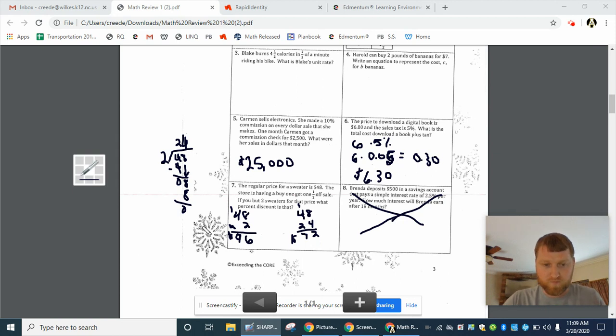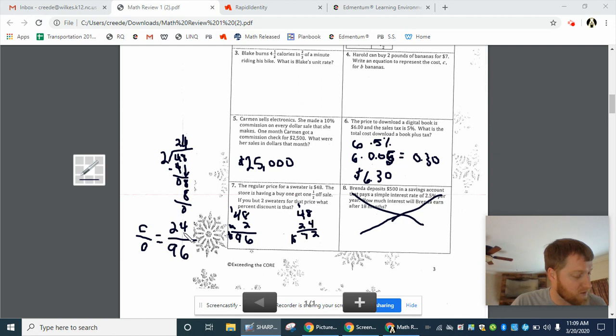Remember, this is a change over original problem. This is how we find percent discount: change divided by the original. The amount of change between 96 and 72 is 24. Before the discount, it was $96. That is the original amount. So we're going to take that and divide by 96. So 24 divided by 96.